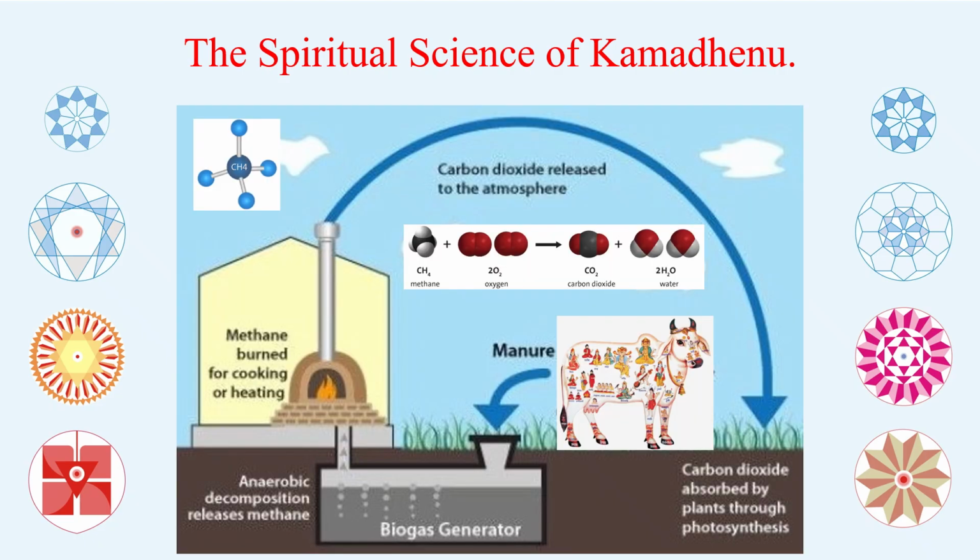Now we are going to talk about the spiritual science of Kamadhenu. You see how the dung is collected together. You can see the picture of the cow and methane gas getting into the biogas reactor, and how the methane gas is burnt, coming down to carbon dioxide, and the whole process which I started: methane plus oxygen into carbon dioxide plus water. This process is seen in this picture very clearly, and it is cow dung which is used, and that is the manual which I am talking about.